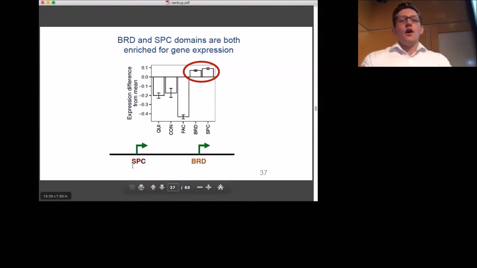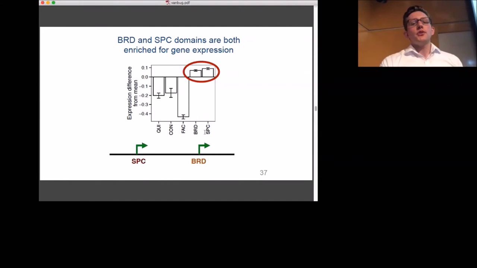So what's the difference between these two types of domains? We can look at how highly expressed genes are that fall into these two domain types. I'm showing here along the horizontal axis the different domain types and the vertical axis how expressed the genes are, and you can see that genes in these domains are both expressed.